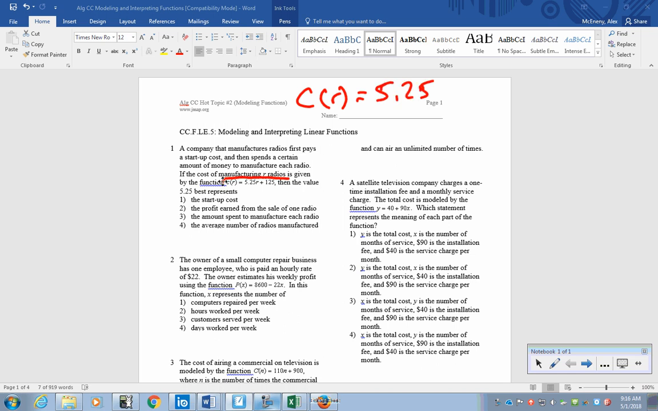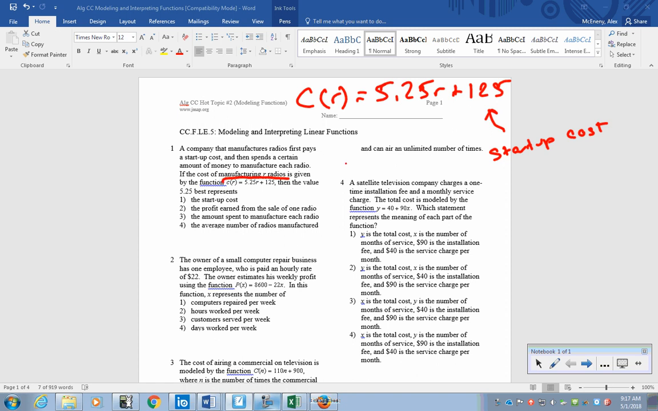at the top of the paper. Now, the 125, in this case, they talk about how the company manufactures radios, they have to pay a startup cost. So 125 represents the startup cost, because it's only one time they have to pay that amount to get all the parts or whatever they needed. Then it says the cost of manufacturing our radios.